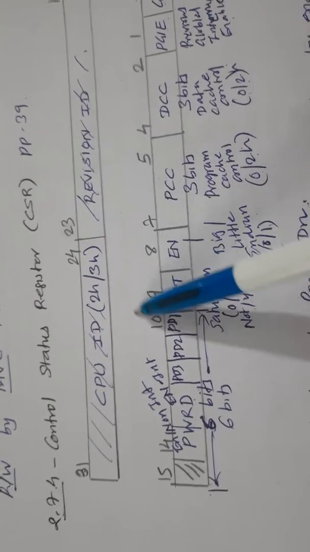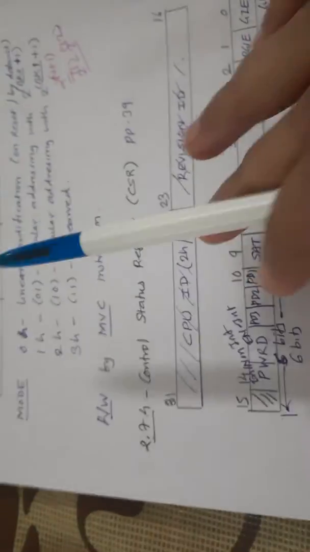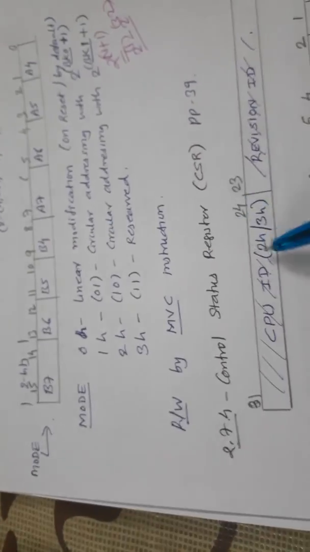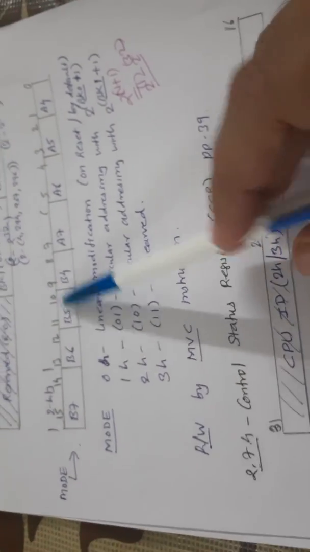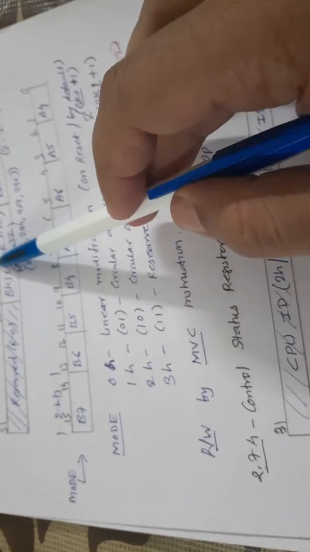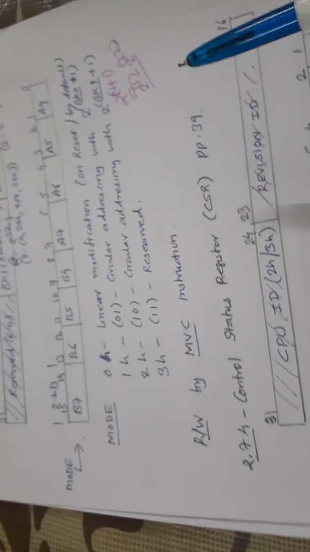So I think that is about the control status register. We also discussed AMR. So we have discussed two different control registers, one is AMR and another is CSR.